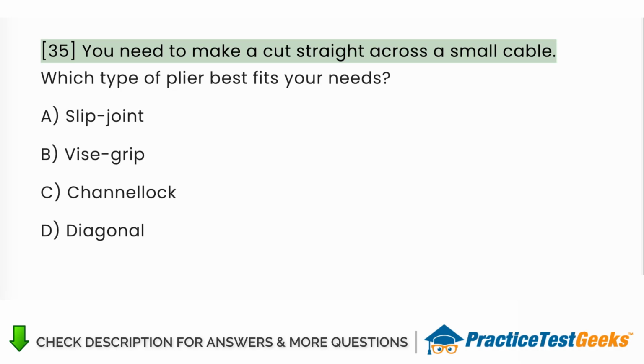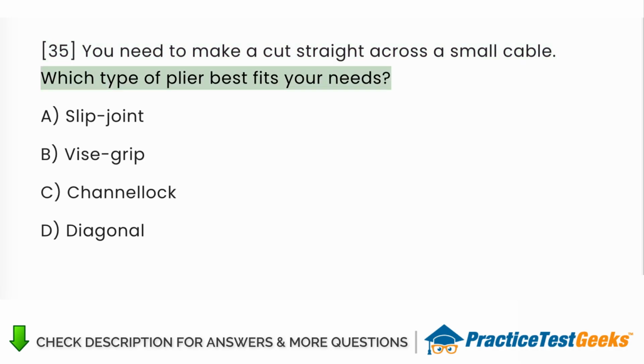You need to make a cut straight across a small cable. Which type of plier best fits your needs? A. Slip joint. B. Vice grip. C. Channel lock. D. Diagonal.